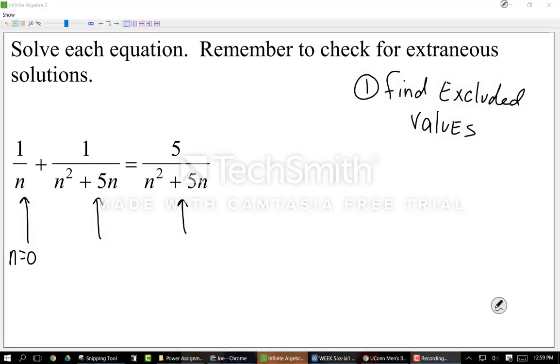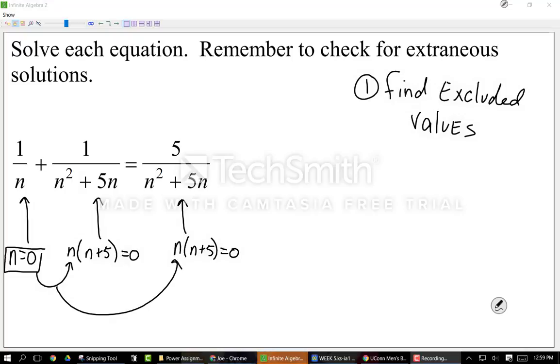The n squared plus 5n, if you look at it, they both contain an n. So I can take that out and separate them. So it's n times n plus 5 equals 0. And the same with the last one, it's n times n plus 5 equals 0. Second and third denominators are the same, so of course they have to factor to be the same thing. If n was 0 here, that means this n is also 0, and the same thing here. So we know one of the excluded values is n cannot be 0.